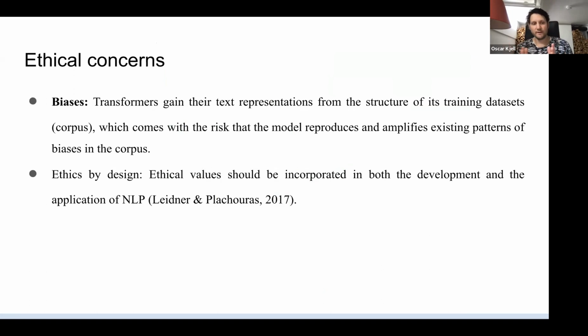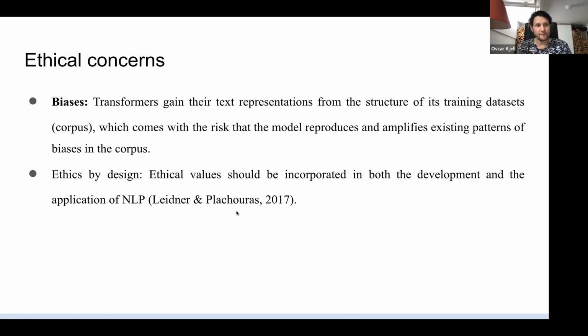And then very quickly, this talk isn't about biases, but I think it's important to always say something about the ethical concerns that you should consider if you use this method. The most common one is that language models gain their word embeddings or text representations from the structure of their training data set, which is the corpus. And this comes with the risk that the model reproduces or even amplifies existing patterns of biases in the corpus. So have that in mind.